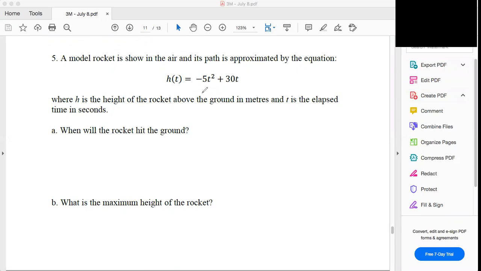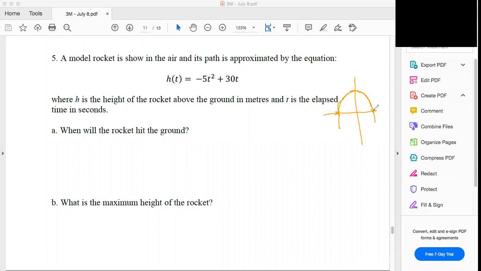So we have a model rocket that is shot in the air, and its path is approximated by the equation h equals -5t squared plus 30t, where h is the height of the rocket above the ground in meters and t is the time elapsed. So when we look at that in a graph, because it's negative and we know that it's quadratic because there's a 2, we know that it's going to look something like that. So this is where the rocket goes off and it goes up into the air, and at some point gravity takes it back down. So that's how you can think of that. So when will the rocket hit the ground?